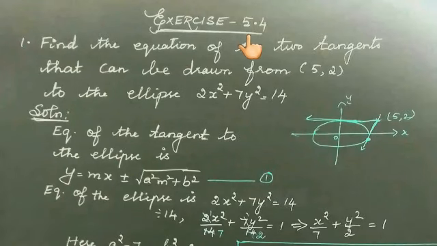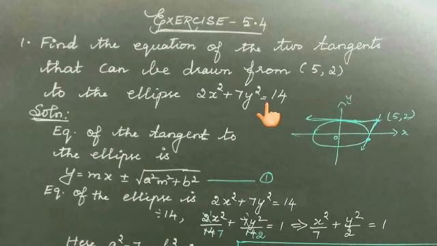Exercise 5.4. Find the equation of the two tangents that can be drawn from the point (5, 2) to the ellipse 2x square plus 7y square is equal to 14. You are asked to find the equation of two tangents which are drawn from the point (5, 2) to this ellipse 2x square plus 7y square is equal to 14.